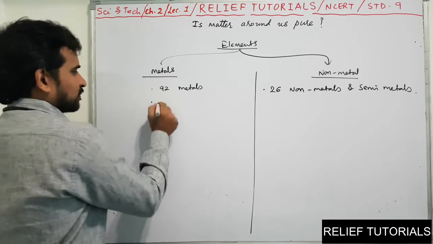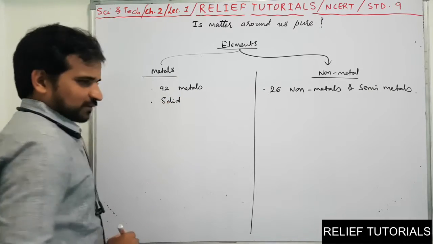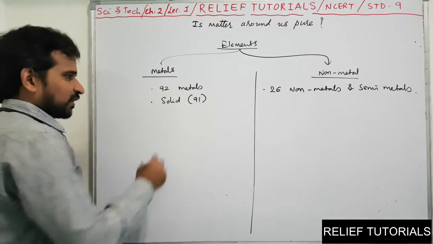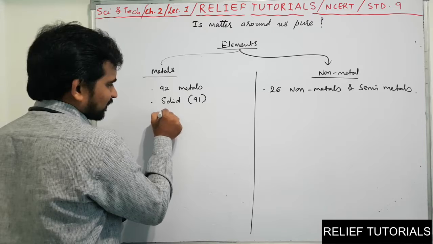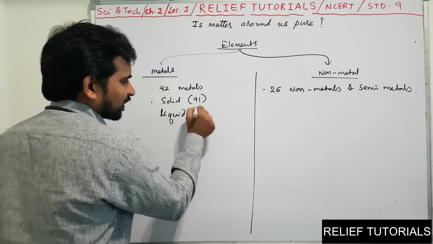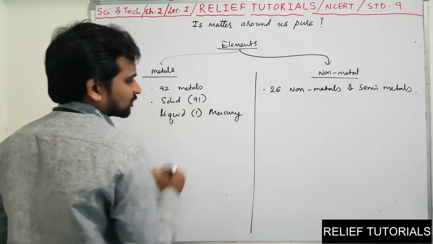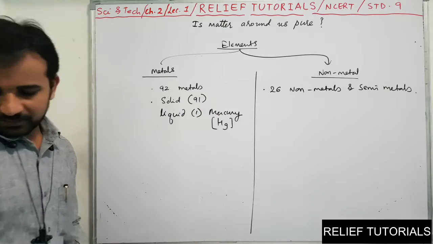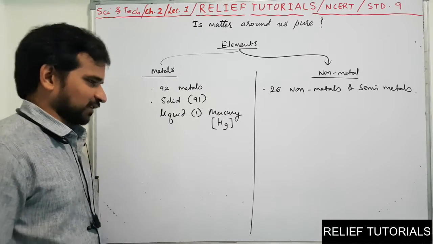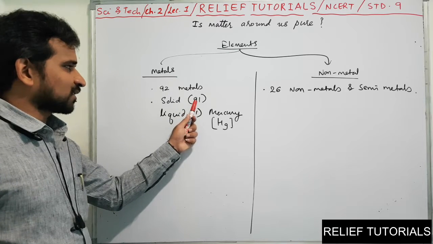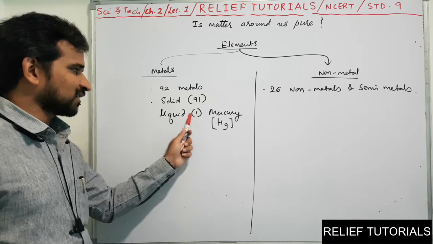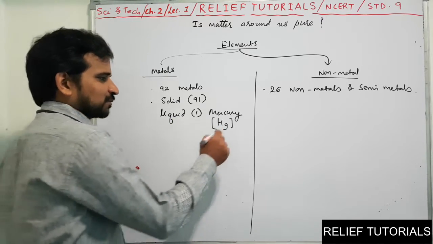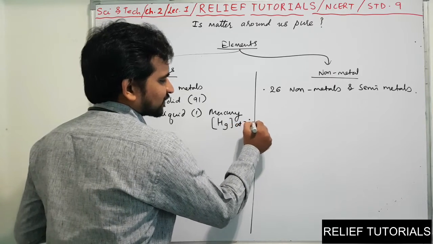Now metals. Metals normally are in solid state. 91 metals are in solid state and only one metal in liquid state, and that is mercury. Symbolically it is Hg. So mercury is the only metal which is present in liquid state at the room temperature, means at 25 degrees Celsius.